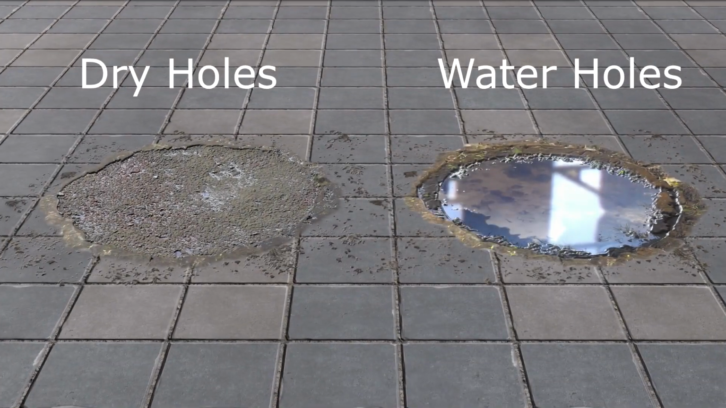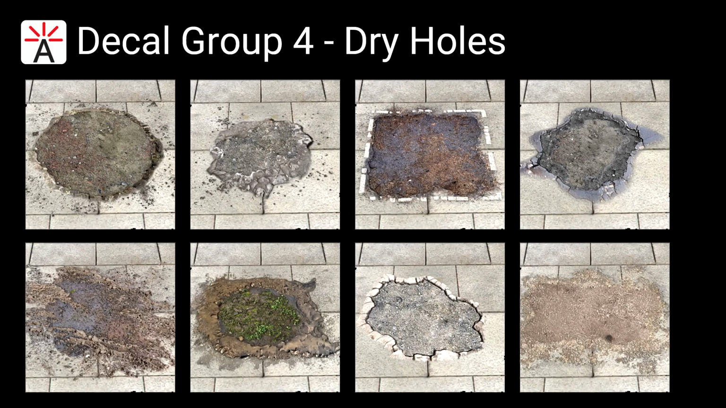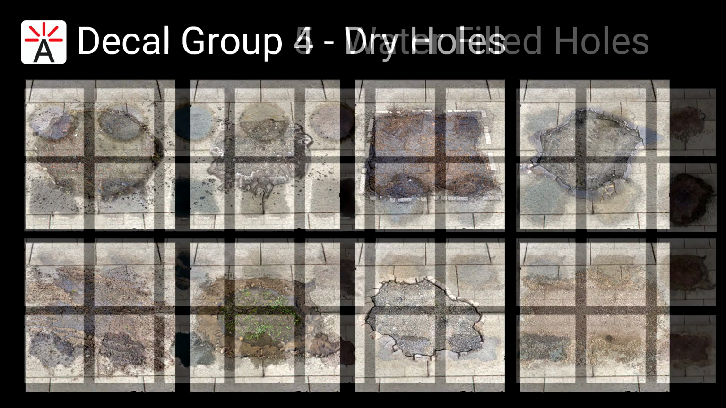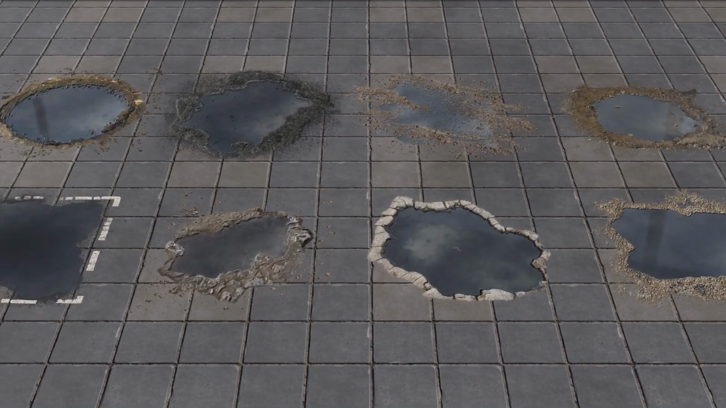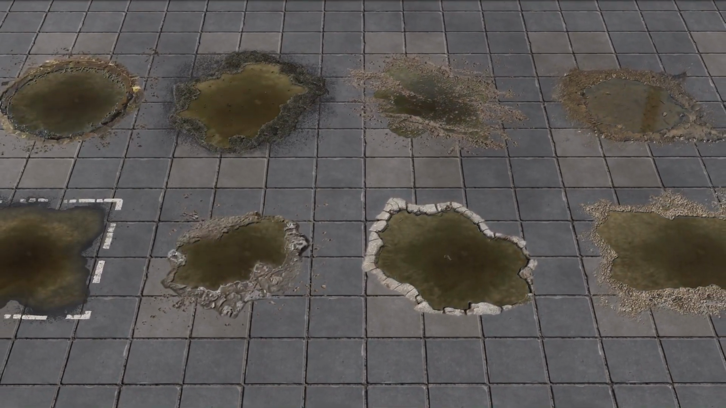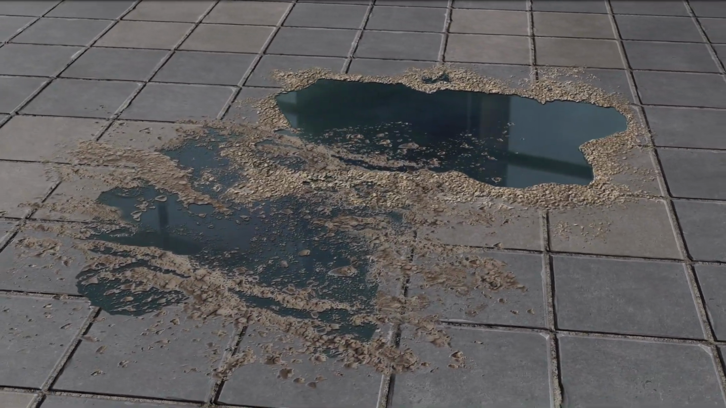There are two groups of holes on the ground. The first one pictures the holes being dry and filled with soil. Then, the same holes are provided but filled with water. The pack has 5 different water options for each hole, so you can combine several of them, matching the color of the water inside.